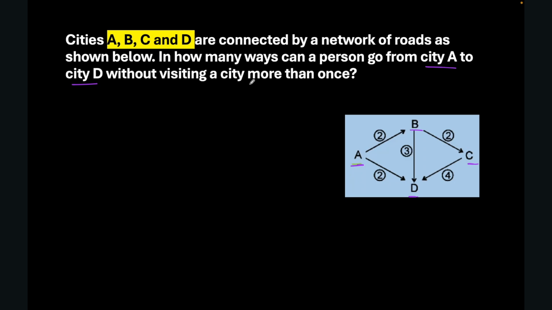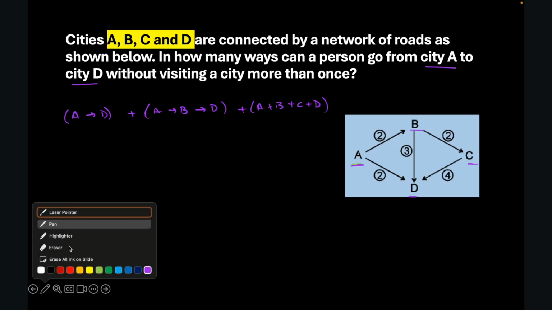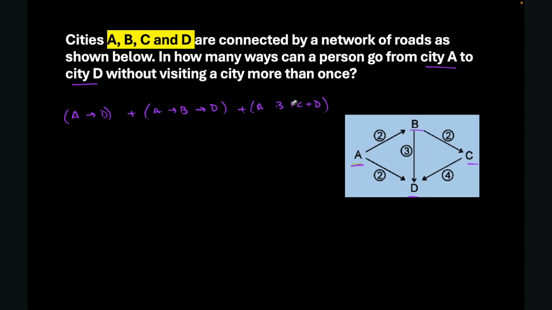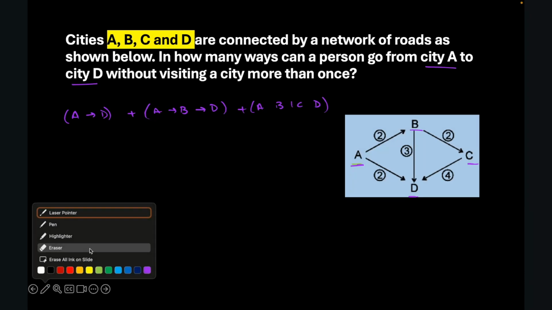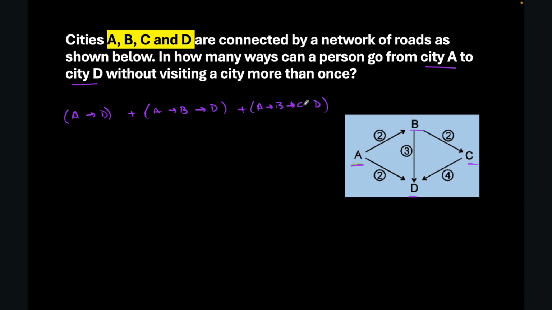So there are multiple options here. One option is A to D, directly. Another option would be A to B to D. Another option would be A to B to C to D. I'm so sorry, let me just fix this up. These are supposed to be arrows. So A to B to C to D.